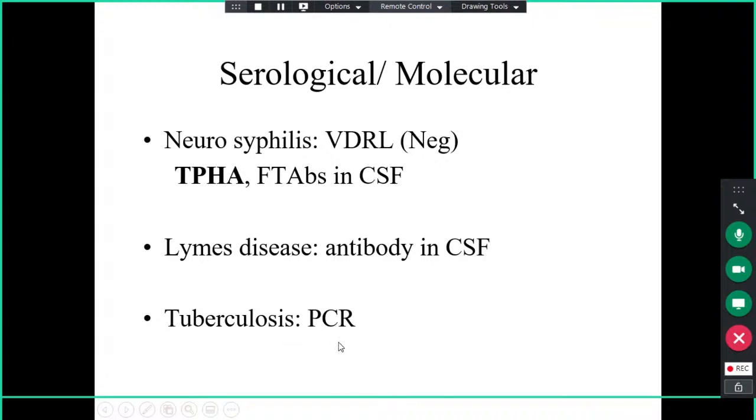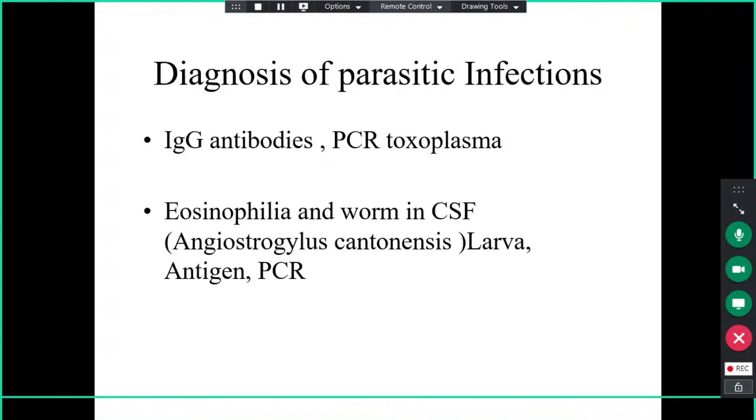Tuberculosis, I have already told you that either we do the direct demonstration by fluorescence staining, that is good. Second, we can culture in Mijit. Third, PCR is very good for the diagnosis of tuberculosis. For diagnosis of parasitic disease, we have very few tests available. Either we see eosinophilia in peripheral blood, worms in CSF, or we can do antibody and PCR for toxoplasma.